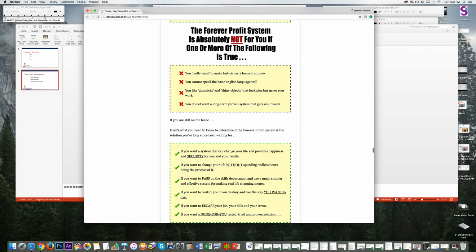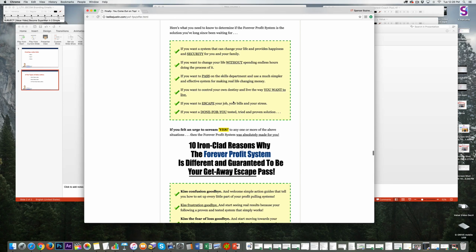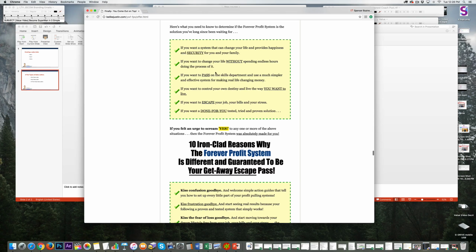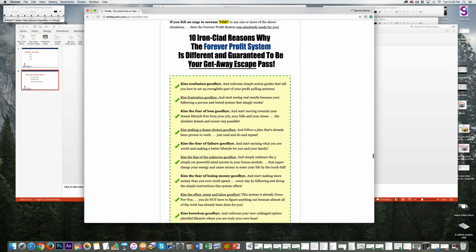So then the next thing we have here is "not for you for these 4 reasons." It is for you if you want security. Notice I'm not talking about fancy gizmos or gadgets or widgets. I'm only talking about giving them security, you know, escaping their job, their bills, their stress, getting out of debt. If you don't want to have skills, I'm talking to them using that language. I'm not talking to them with gizmos.